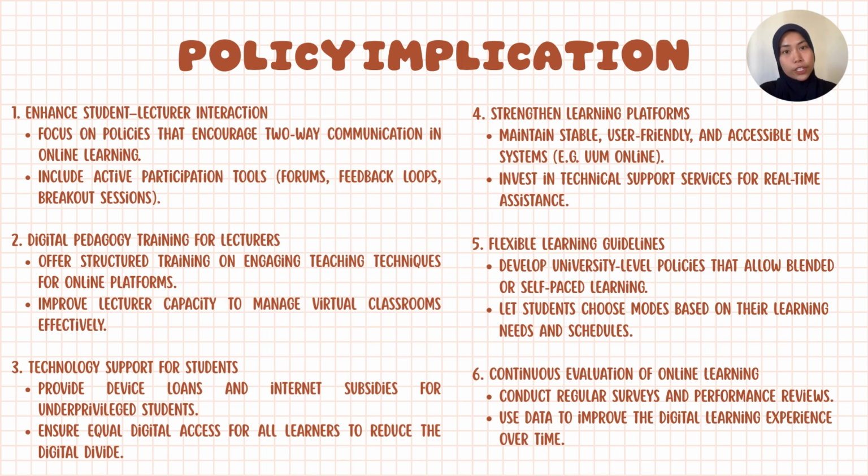For policy implication, the first one is improved interaction between student and lecturers. The findings show that student-lecturer interaction has the strongest effect on academic performance. So universities should encourage more active communication during online learning. This includes using discussion forums, live Q&A sessions, and regular feedback from lecturers.